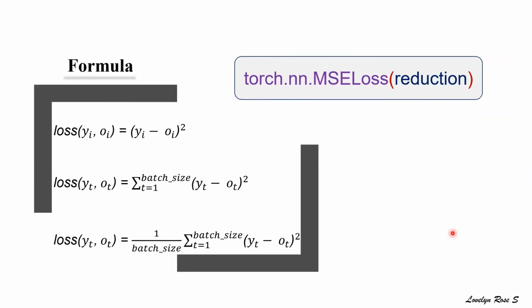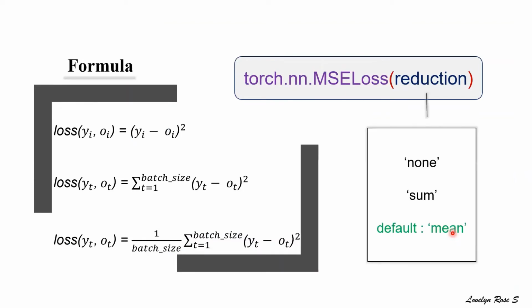For example, in the first case, if it is none, I would just take the loss, which is an MSE loss, which is the difference between yi and oi. Yi is the actual value, oi is the predicted value. I take the difference between them and square it. That is just a normal squared error loss. So there is no reduction there. If I want the summation of all the values, then the reduction has to be specified as sum. By default, the reduction is a mean.